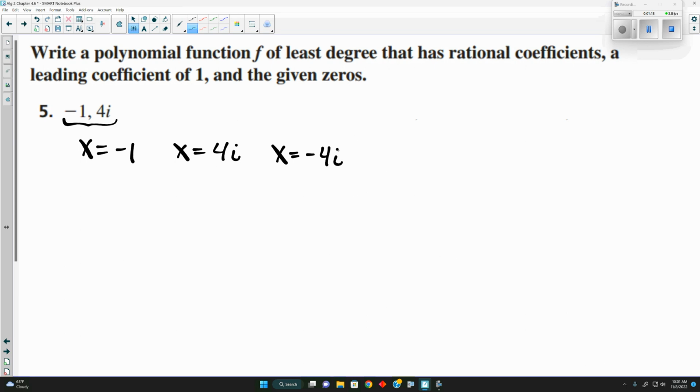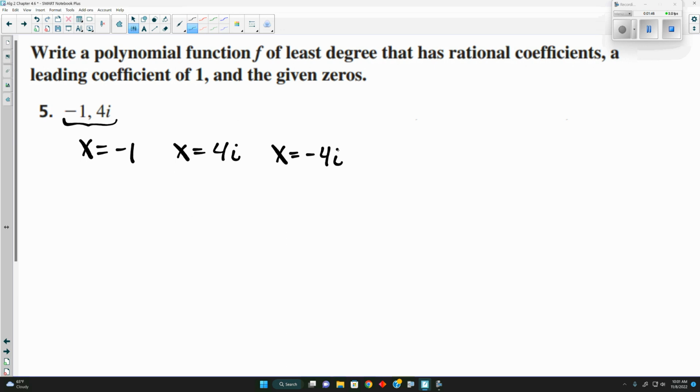Because our complex conjugate theorem states if x is equal to a plus bi, x is also equal to a minus bi. Or another way to say that is if a plus bi is a solution, a minus bi is a solution. We have to have the positive and negative case of each i. Same thing with radicals. If we have a positive square root of 2, we also have to have a negative square root of 2, or vice versa.